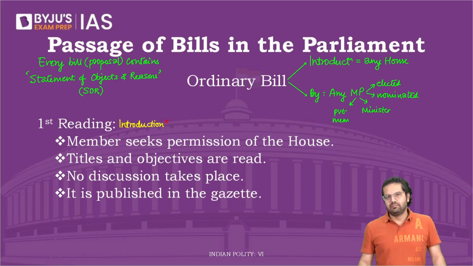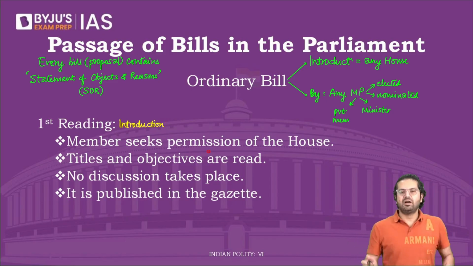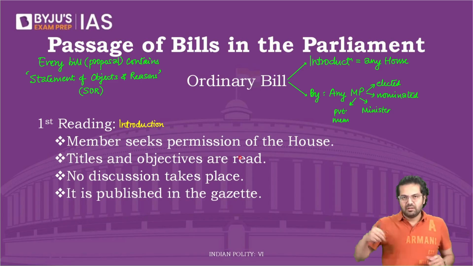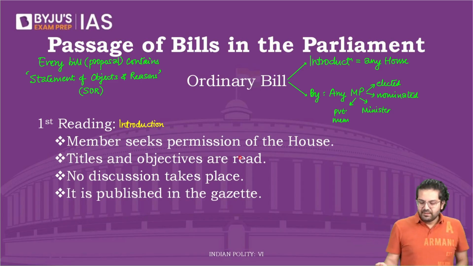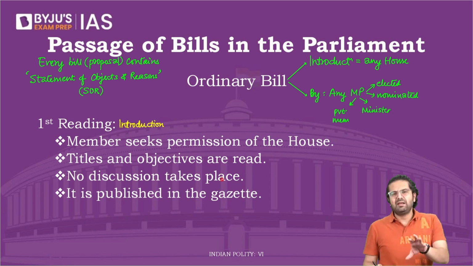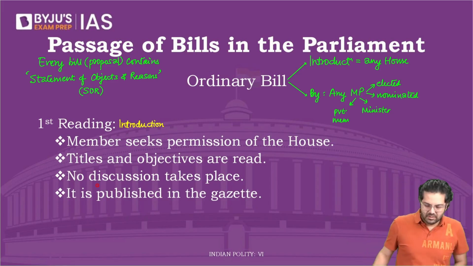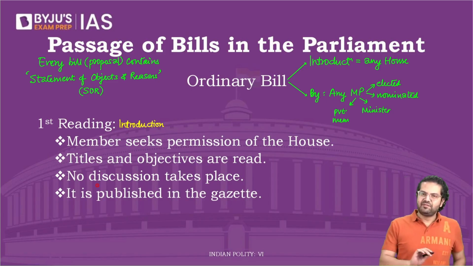And then we'll explain. So member seeks the permission. We call it leave of the house. Not leave the house only, leave, permission of the house. Title and objectives are read. Why do we need the bill? What's the basic premise? Just a summary of the bill. Okay? No discussion will take place on this particular bill because you have just read the bill to the house. Very basic information. This is what is called first reading.